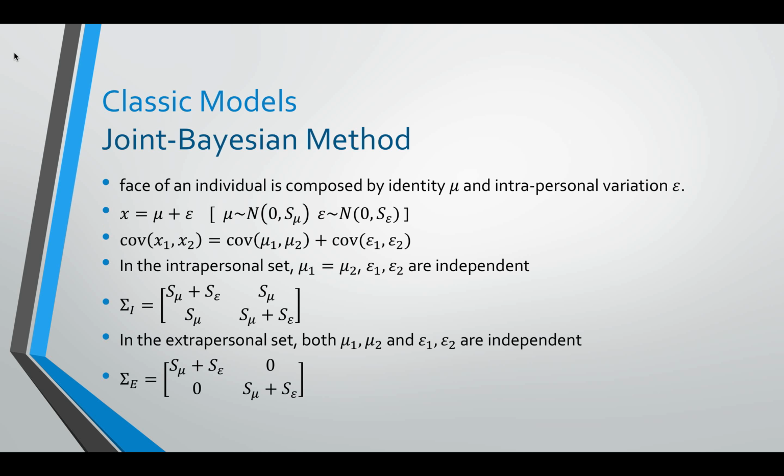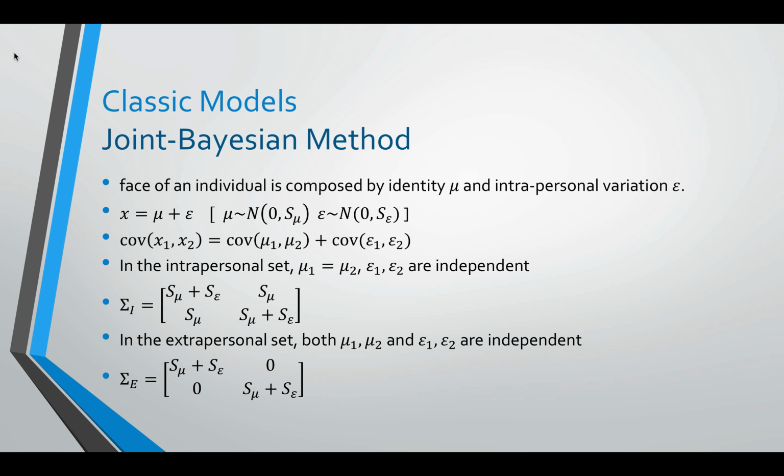To solve the problem of finding the joint probability, we consider this situation. Try to imagine that the face of any individual is composed of identity and intrapersonal variation. Mu is used to differentiate individuals, and epsilon is the variation of the same individual with different expression. Assume that they are independent and both Gaussian distributed. Thus, an individual face could be represented as x equals mu plus epsilon.